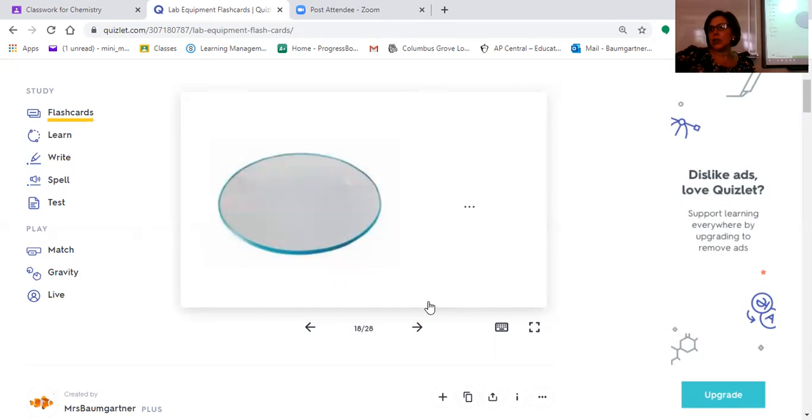Watch glass is set over top of a beaker. It's like a lid for a pot. So a watch glass covers a beaker. It's a beaker cover or a beaker lid, basically.